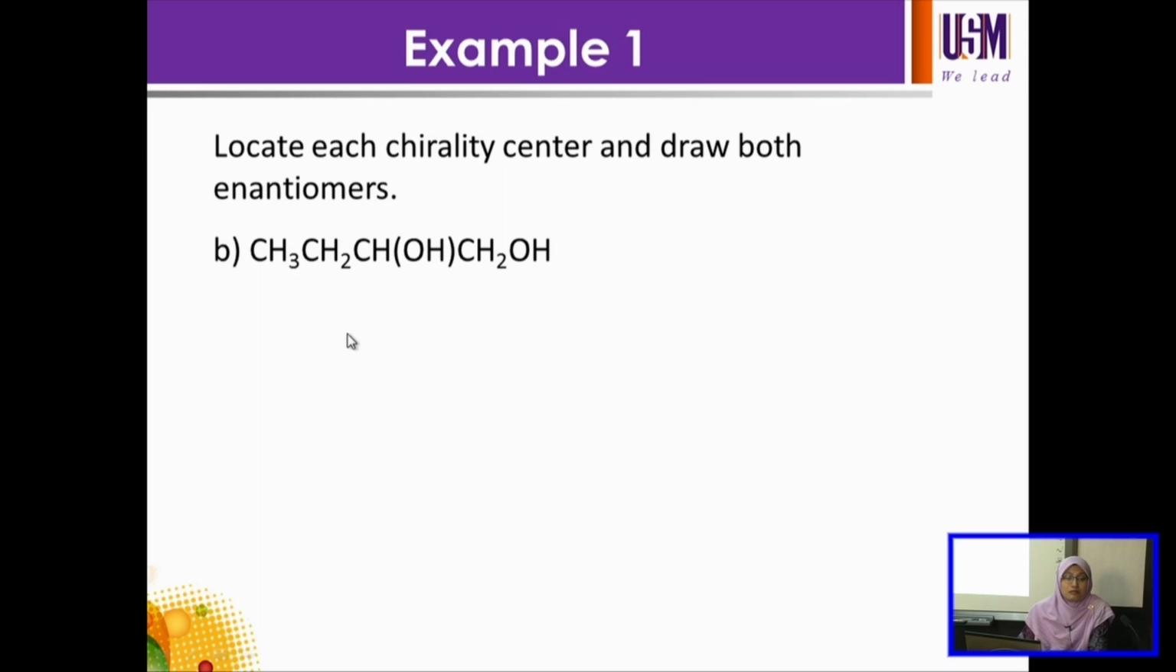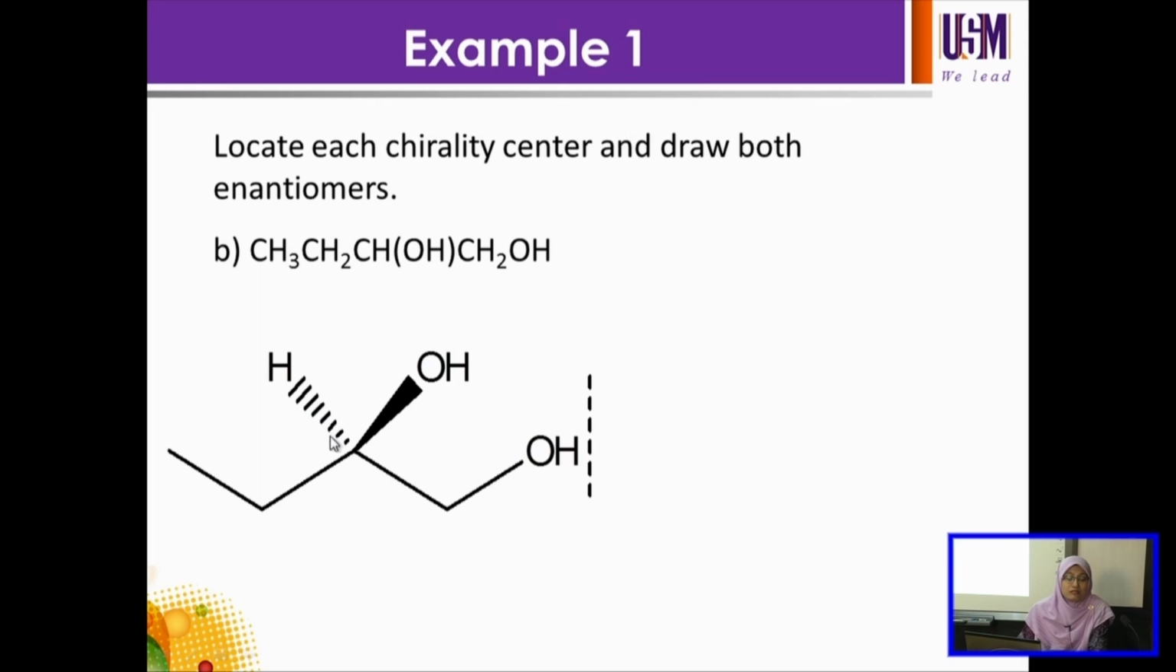What about this structure? Again, you have to draw the 3D structure. You can look for the chirality center at carbon number 2, 3 or 4. Carbon number 2 has 2 hydrogens attached to it, so it cannot be a chirality center. Similarly, this carbon also has 2 hydrogen atoms attached to it, so it cannot be a chirality center. On the other hand, this carbon has 4 different groups attached to it.